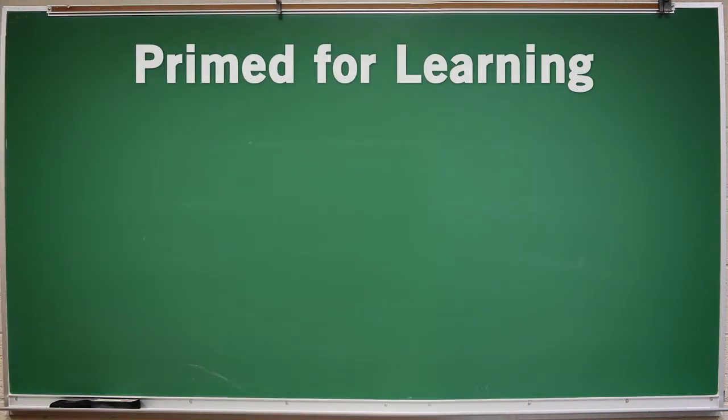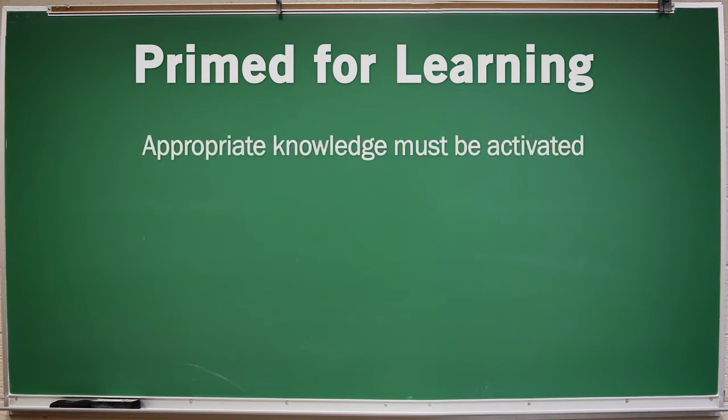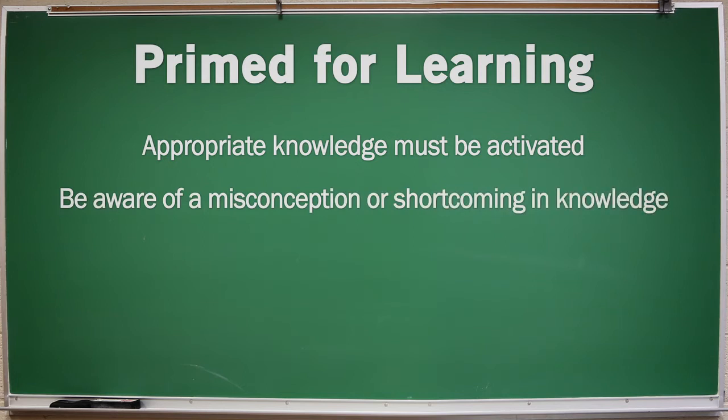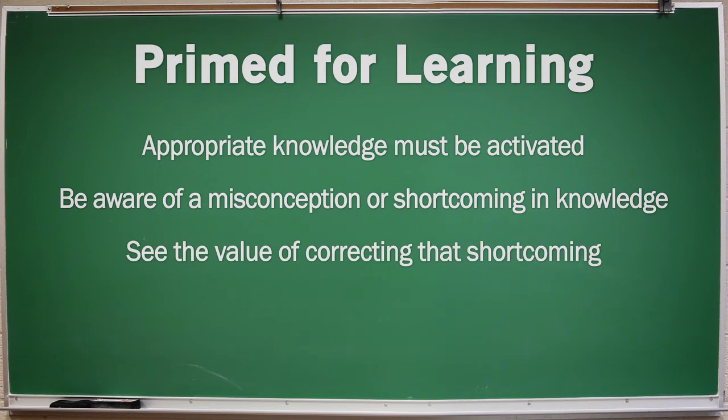Students must be primed for learning. This has to do with metacognitive awareness, prior knowledge, and misconceptions. Students must have the appropriate prior knowledge activated. They must be aware that there is a gap or limitation or misconception in the understanding. They must see the value in correcting that shortcoming.